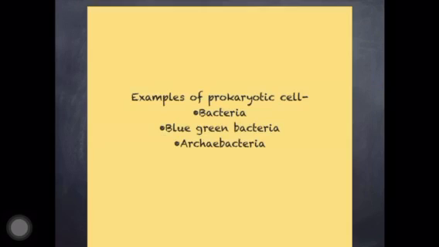Now next, here we are having examples of prokaryotes. They will of course be unicellular organisms. They will be bacteria, blue-green bacteria, we can call them cyanobacteria also, and archaebacteria. These are the ancestors of bacteria, etc. These are the examples of prokaryotes.